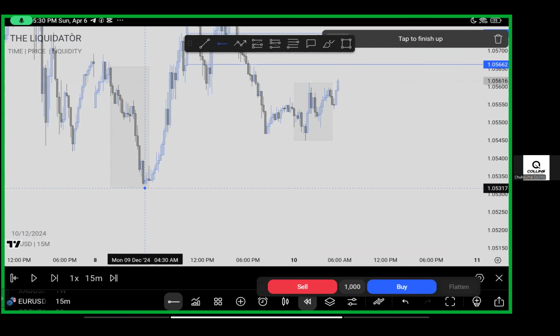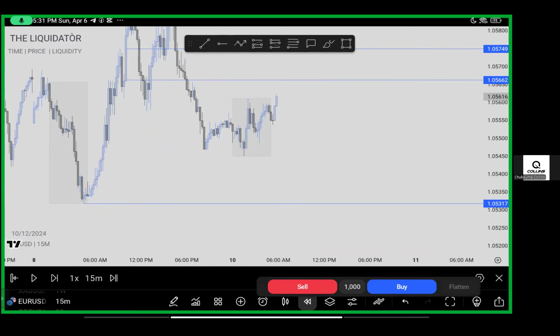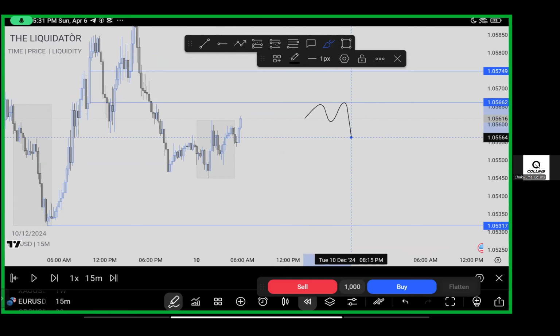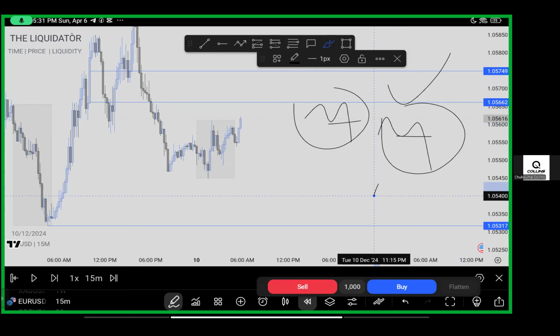Now, I told you guys before, we use two types of break of structure. Let me do a recap on that. We have the first break of structure like this, and the second break of structure like this. Whenever you see this one, yes, high probability. Whenever you see this one, yes, you can take it, but you use a reduced risk.